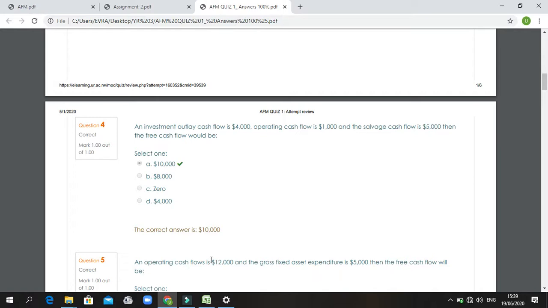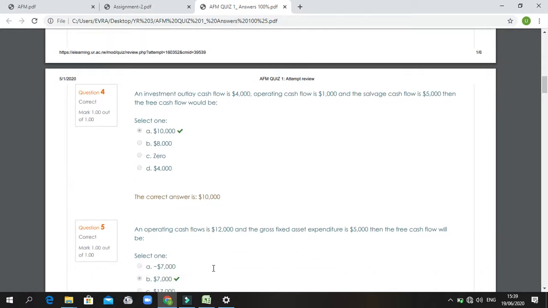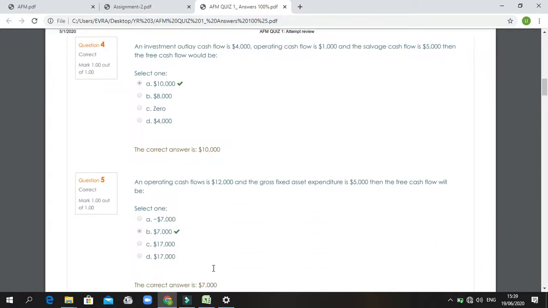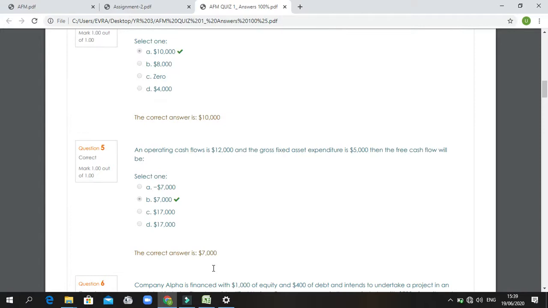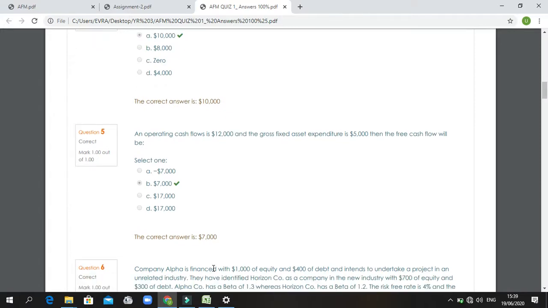For question 5, they say that an operating cash flow is 12,000 and the gross fixed asset expenditure is 5. The free cash flow would be 7,000, where you take revenue minus cost minus initial investment. That's why it is 7,000.